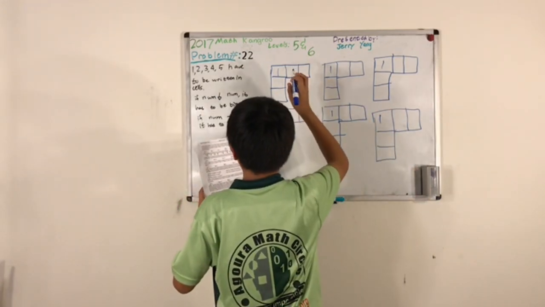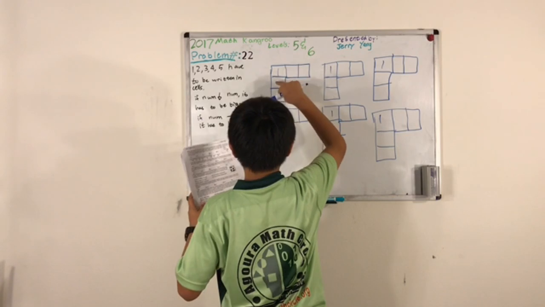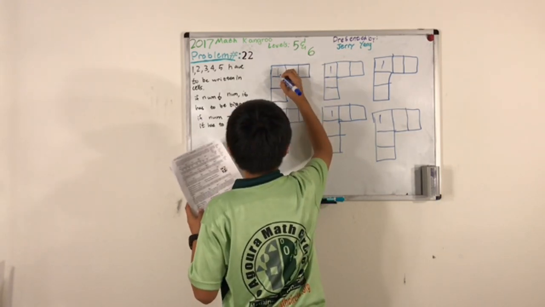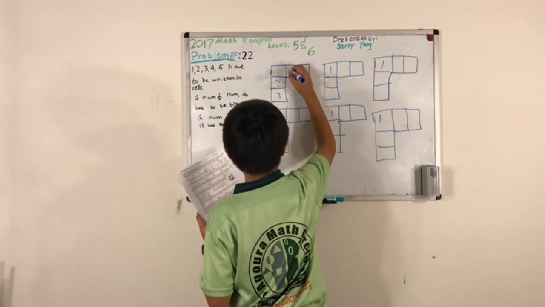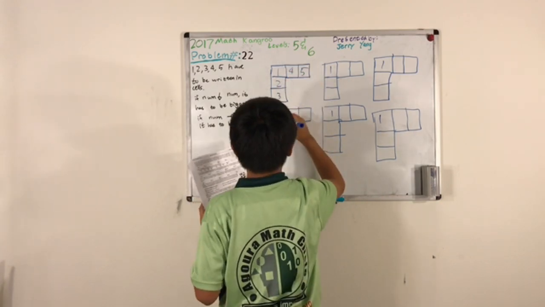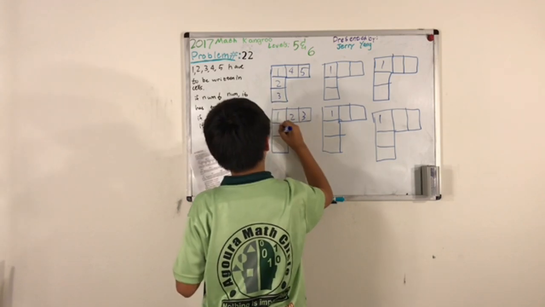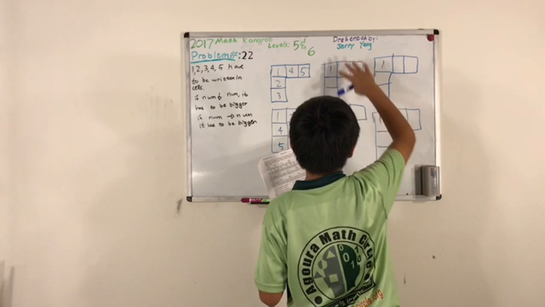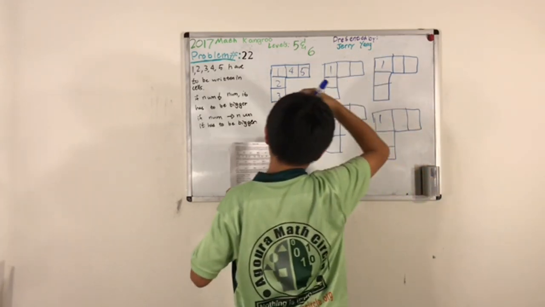Next, we have to figure out where the numbers are going. And then we realize that these are interchangeable. We can have 1, 2, 3, 4, 5, or 1, 2, 3, 4, 5. So that's already 2. And then we basically know that the rest of these are repeats of each other.